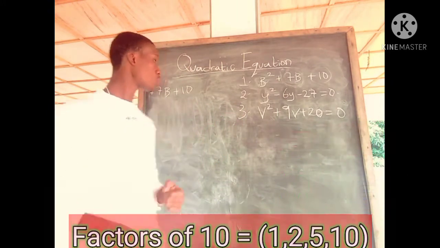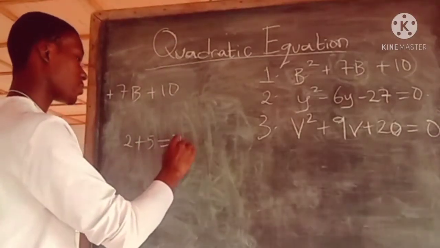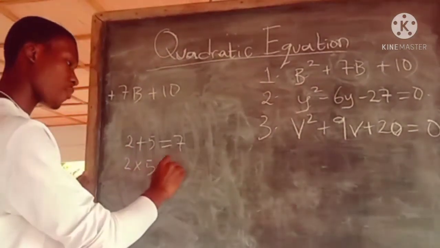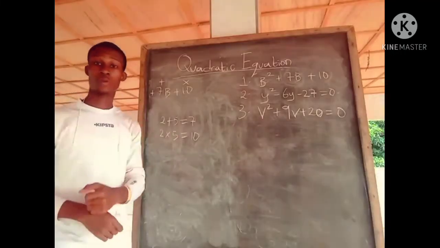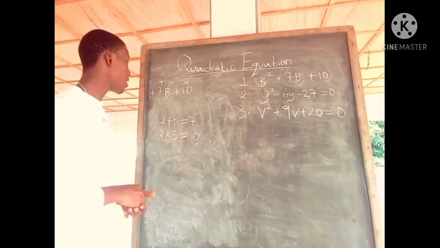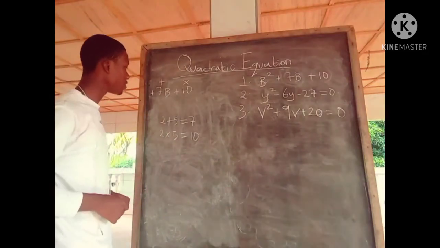Is that not it? So we know that 2 plus 5 will give us 7, and we as well know that 2 times 5 will give us 10. Then we are good to go. I guess we are on the right track. So let's begin the main thing. Now we have here that 2 plus 5 is giving us 7, and 2 times 5 is giving us 10.